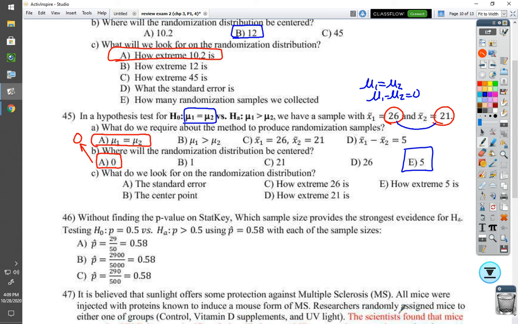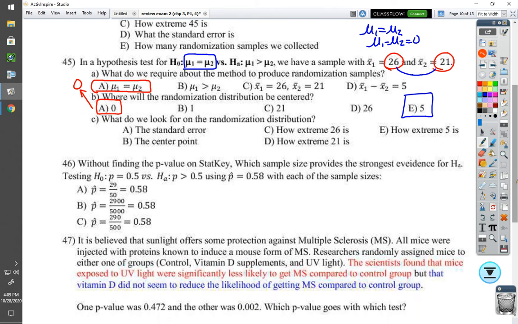Without finding a p-value on StatKey, which sample provides the strongest evidence? Well, oops, sorry, I missed one. C. I missed one. What do we look for on the randomized distribution? Oh, no, I got that. I put the 5 around the wrong one. How extreme is 5? I wanted from right there. Thought I missed a question.